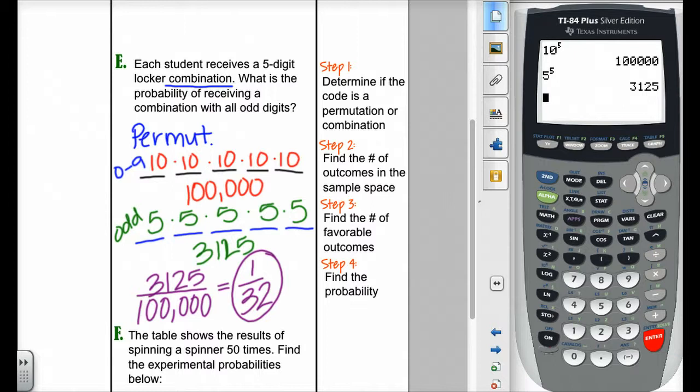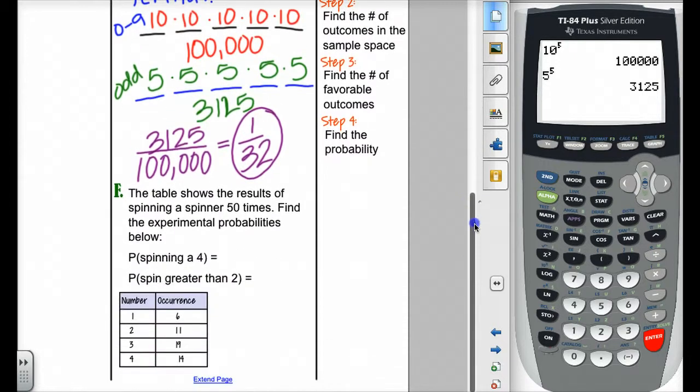Then I want to take a look at this table, using a table to calculate an experimental probability. We know that this totals 50 times because it tells us in the problem. Spinning a 4 is dealing with that 14. So I have 14 out of 50 possibilities of spinning a 4, which simplifies to 7 out of 25. So every 25 spins, 7 of them should be, according to this table, a 4.